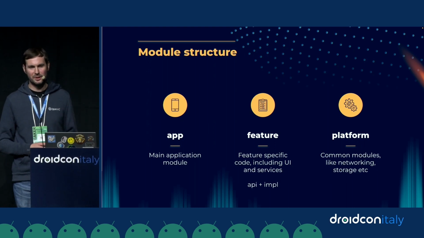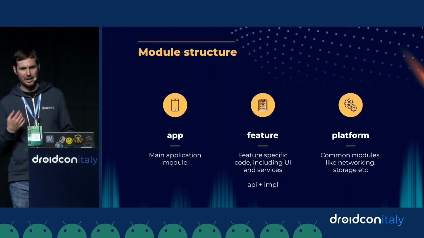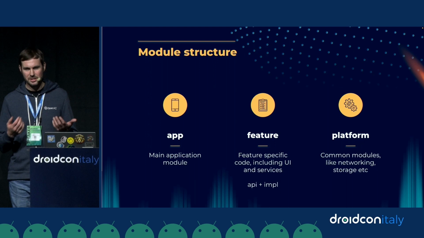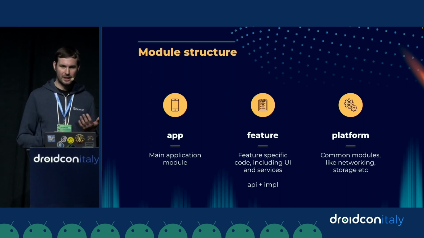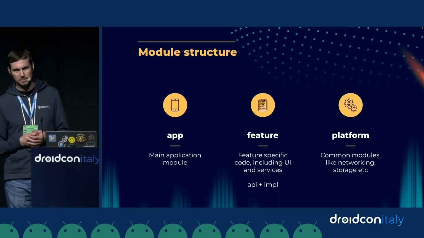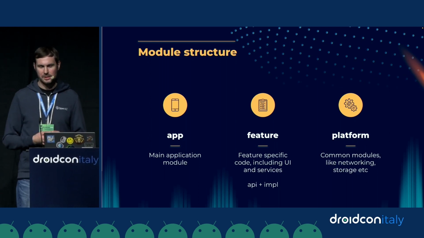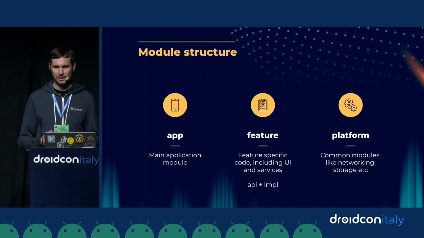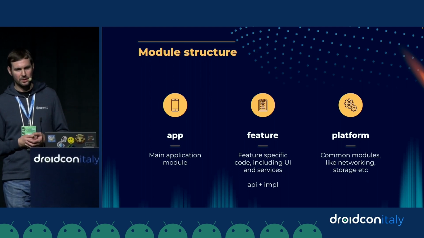Let's dive straight into some technical details about our app, starting with module structure. We have the app module, which is obviously the main module where we have the navigation graph, MainActivity, and create all of our main injection components. Then each feature is built in isolation in feature modules. We usually split them up into API and implementation for build performance purposes. We also have platform, which hosts all the common code, things like networking, storage, and other utility functions.